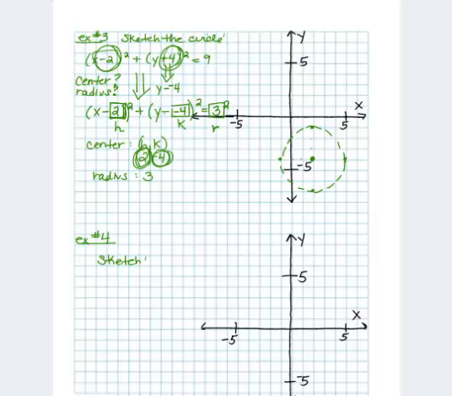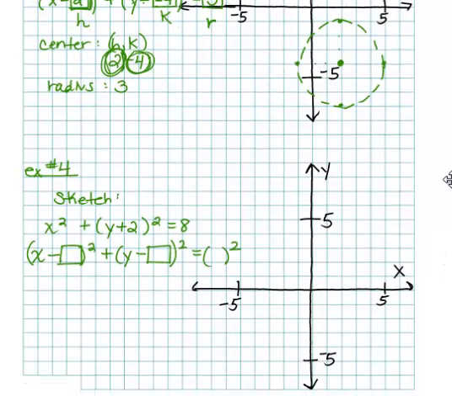Last one, sketching x squared plus (y plus 2) squared equals 8. Keep in mind the general equation says (x minus something) squared plus (y minus something) squared equals something squared. What must I subtract from x and get x again? Basically, what could you subtract from your age and still get your age? Only thing you could subtract away is 0 and keep the number the same.